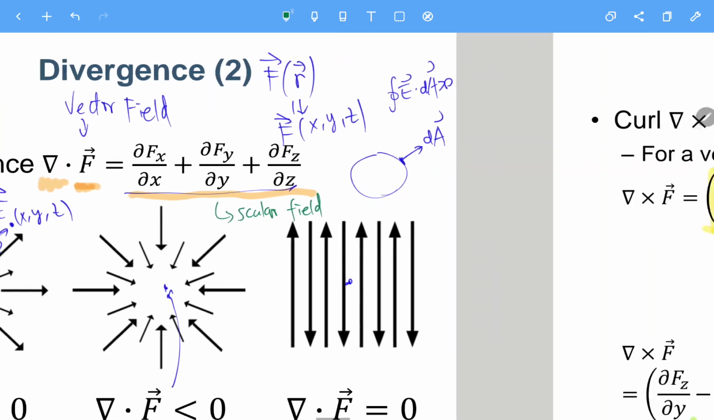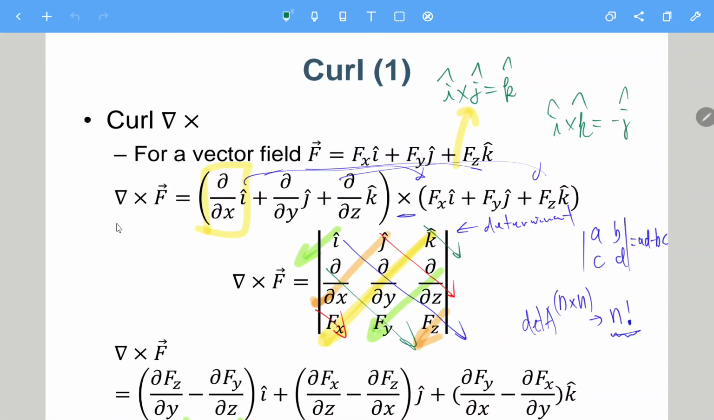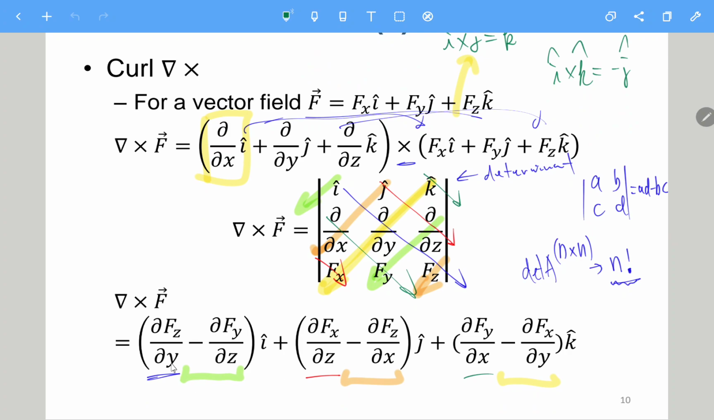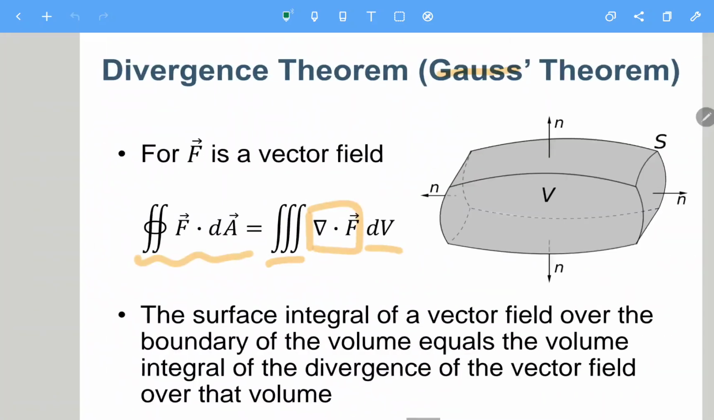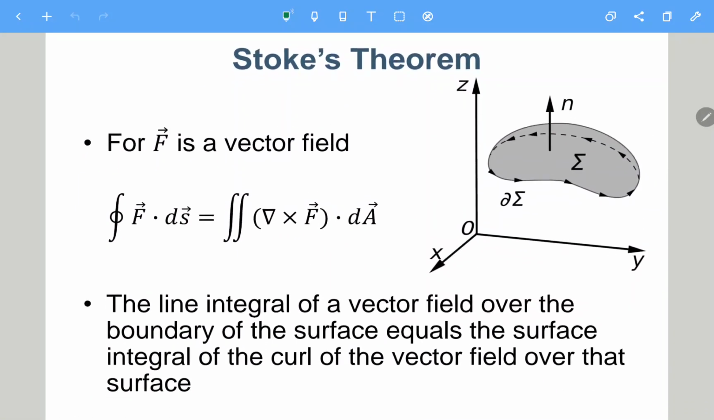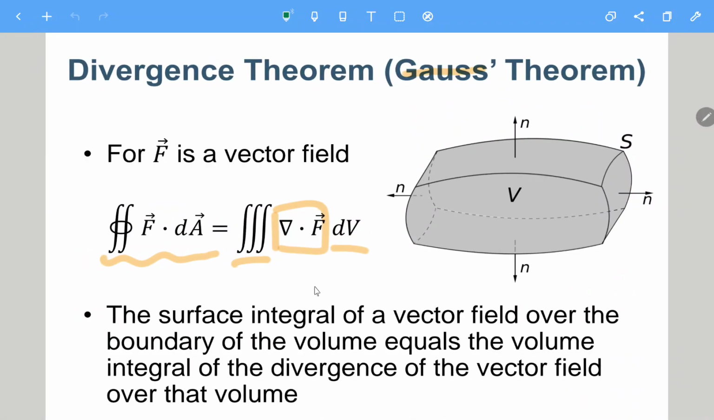But for the curl, this is a vector field. When we take the curl operator, the answer is still a vector, so this is still a vector field. Just keep this small thing in your mind. This one, the divergence, is a scalar field.